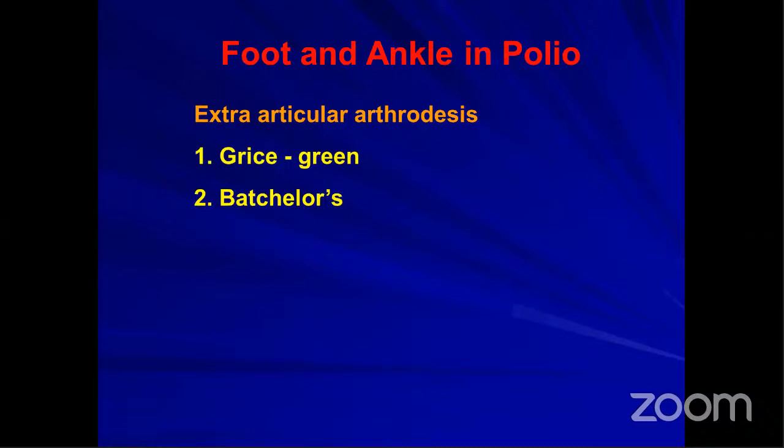The difference between Grice Green and Batchelor is only the nature of the graft that is used. Grice Green used a tibial metaphyseal graft. Batchelor used a fibular graft. When I was a postgraduate, Grice Green was the gold standard. Today, Batchelor is the gold standard, or you also do an arthroereisis by putting a screw across. You don't even put any graft there. Just put a screw across because you're buying time till you do a definitive procedure for the joint or a tendon transfer.